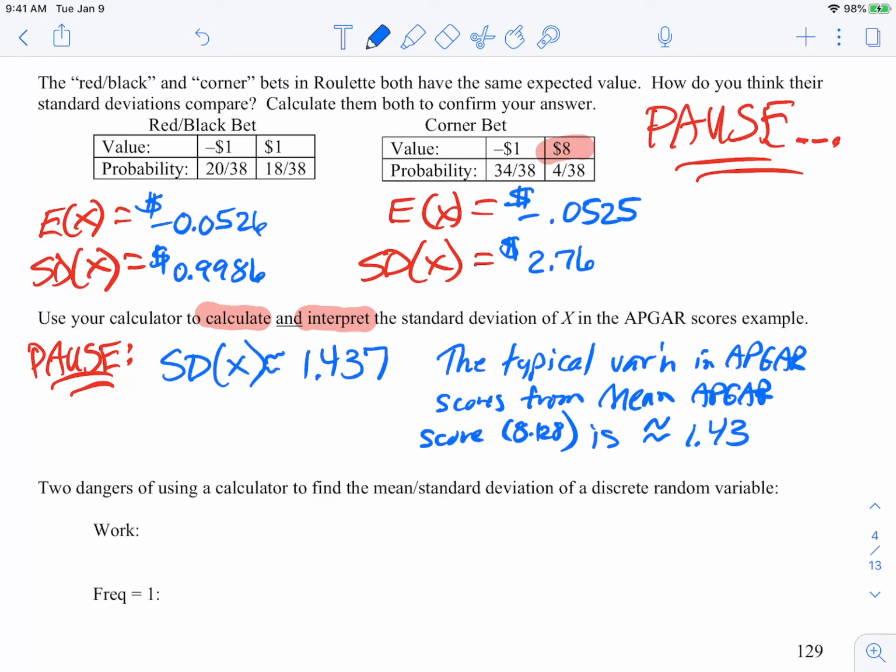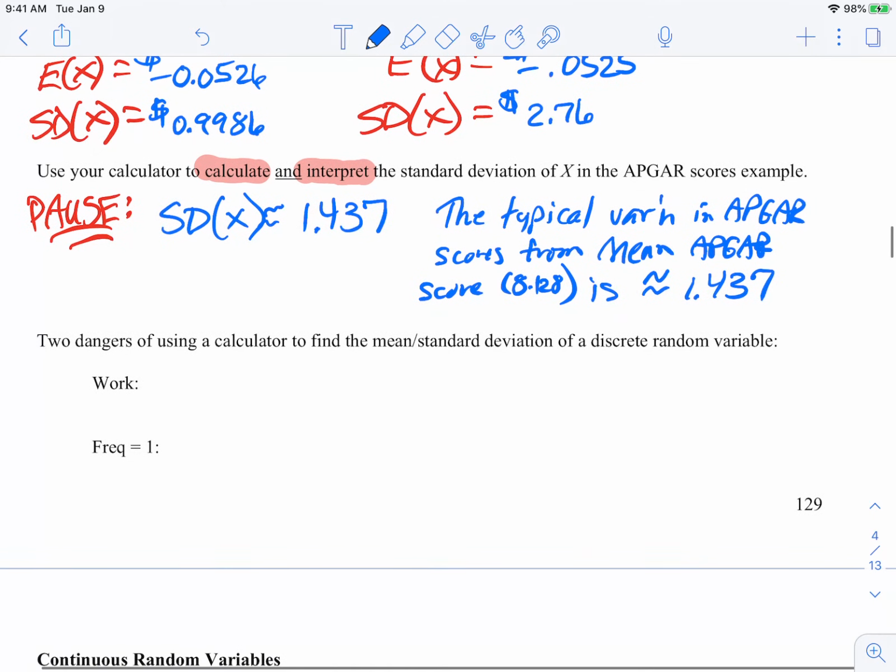So on average, APGAR scores are going to vary by about one and a half. I don't know even what you call it. 1.5 scores, 1.5 whole numbers. They don't really have a unit there. So there you go. That's standard deviation. We still talk in the same language. It's the typical variation from the mean. But now we're just doing it with random variables, and we have different contexts just like we do in other places.